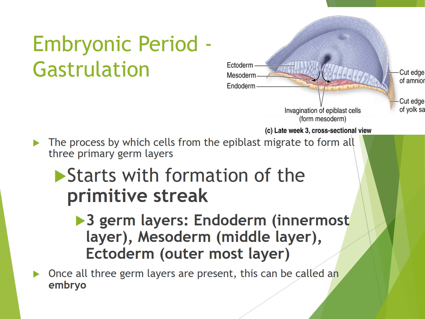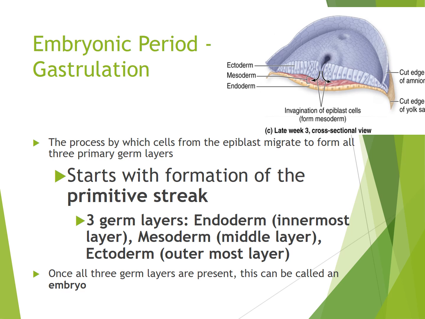The first stage is gastrulation, and this occurs during the 3rd week of development, immediately after implantation. This is probably the most critical period in the development of the embryo because the 3 primary germ layers form, which help to make the different tissues. We have the ectoderm, which is the outside layer, the mesoderm, which is the middle layer, and the endoderm, which is the inside layer.